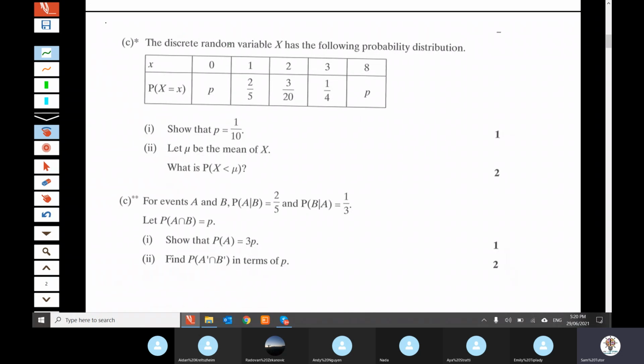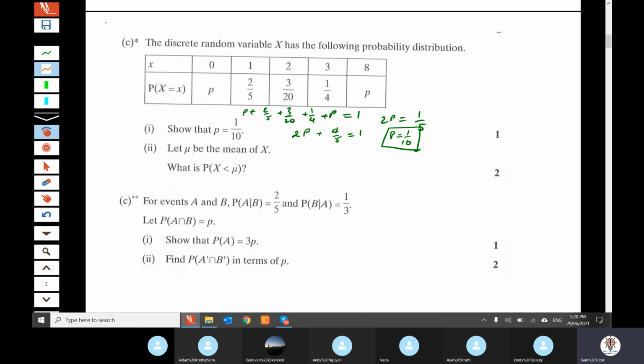Let's start with the top one. The discrete random variable x has the following probability distribution. Show that p equals 1 over 10. p plus 2/5 plus 3/20 plus 1/4 plus p equals 1. So 2p plus ... equals 4/5. 1 minus 4/5 is a fifth, and then of course p equals 1 over 10.